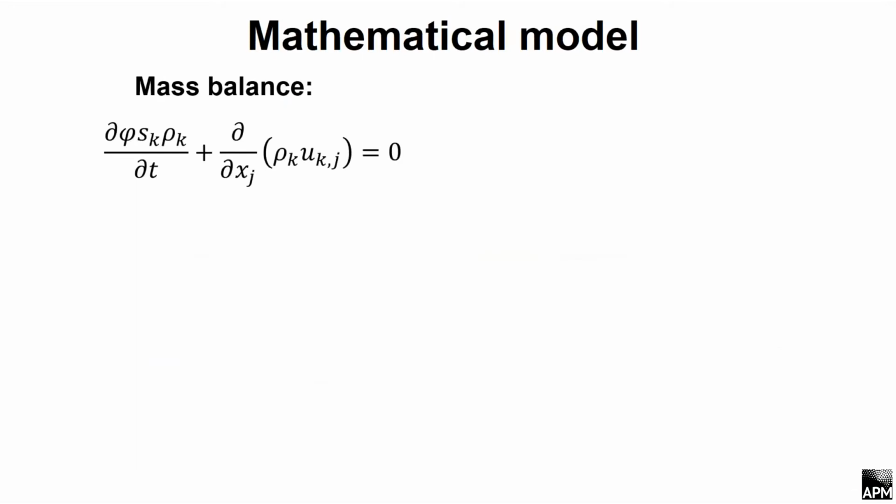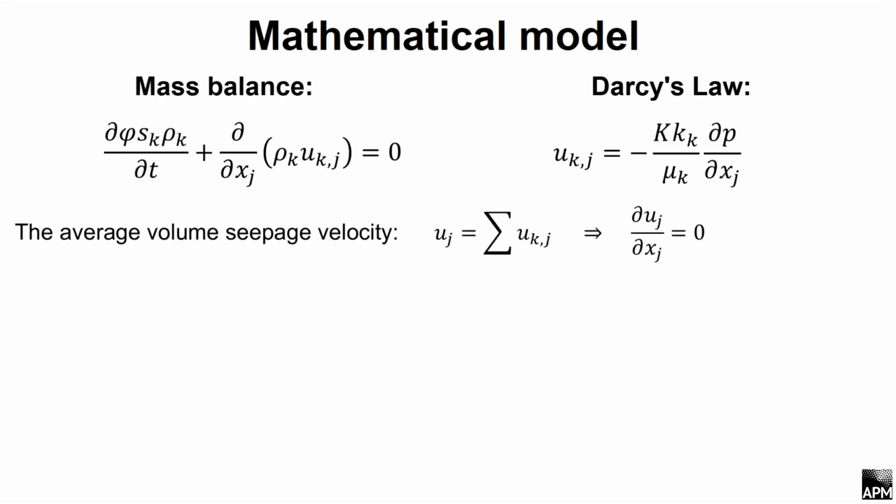In this slide, you can see the mathematical model. The first equation is mass balance. The second is Darcy's law. The summation of velocities of each phase is the average volume seepage velocity. The summation of this equation, taking into account this definition and the fact that all liquids are incompressible, leads to this equation. Darcy's law can be written in this form.